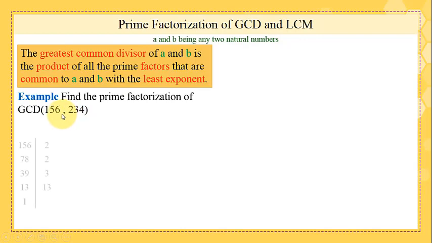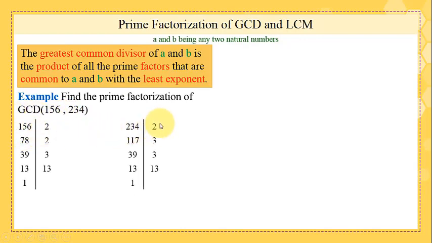First of all, you should find the prime factorization of 156 and the prime factorization of 234. The prime factorization of 156 will be the writing of 156 as the product of its prime factors, which is equal to 2 exponent 2 times 3 times 13. Whereas the prime factorization of 234 will be equal to 2 times 3 exponent 2 times 13.